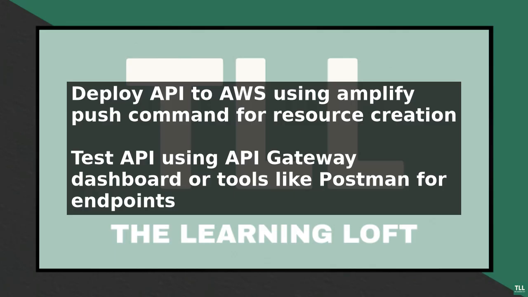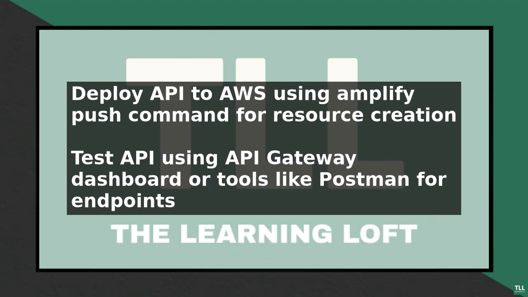To test your API, navigate to the AWS Management Console and open the API Gateway dashboard. Find your API and click on the Test button to test the API endpoints. You can also use tools such as Postman to test your API.